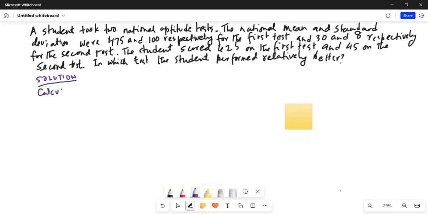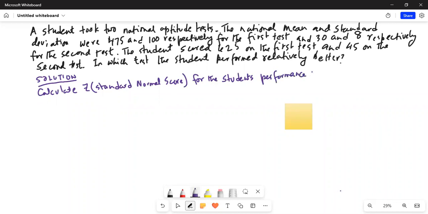Calculate Z, which is the standard normal score or standard normal variable, for the student's performance in each test.